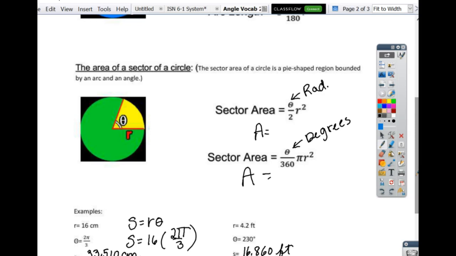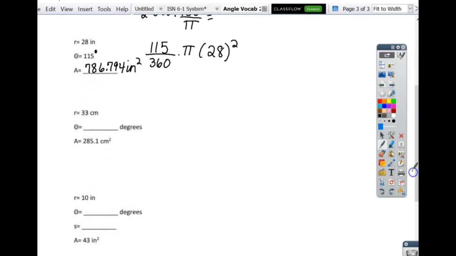Why would you pick the top one? It really doesn't matter, except what do you want your answer in? So why wouldn't you choose the degree one, right? You're going to get the same answer either way. So why not just get the answer from the start? So I'm going to get theta over 360 times pi times 33 squared equals 285.1.